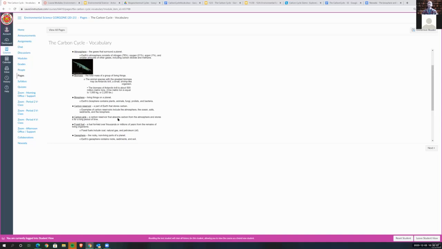A carbon sink, on the other hand, is a carbon reservoir that absorbs carbon from the atmosphere and then stores it a really long time, like those fossil fuels in the ground are carbon sinks. They hold on to carbon for a long time, and they don't let it release up into the atmosphere. Fossil fuel, like we talked about, is a fuel formed over thousands or millions of years from the remains of living organisms. Some examples of fossil fuel are coal, natural gas, petroleum.